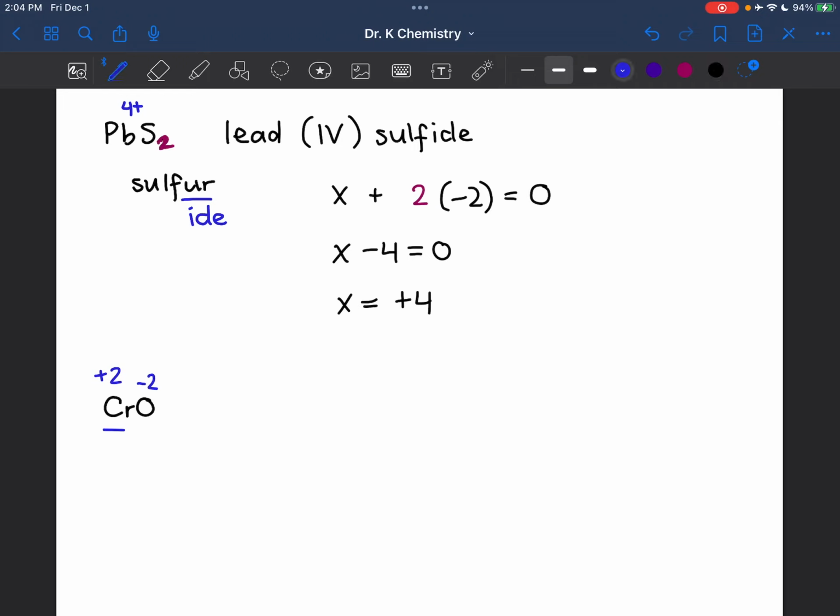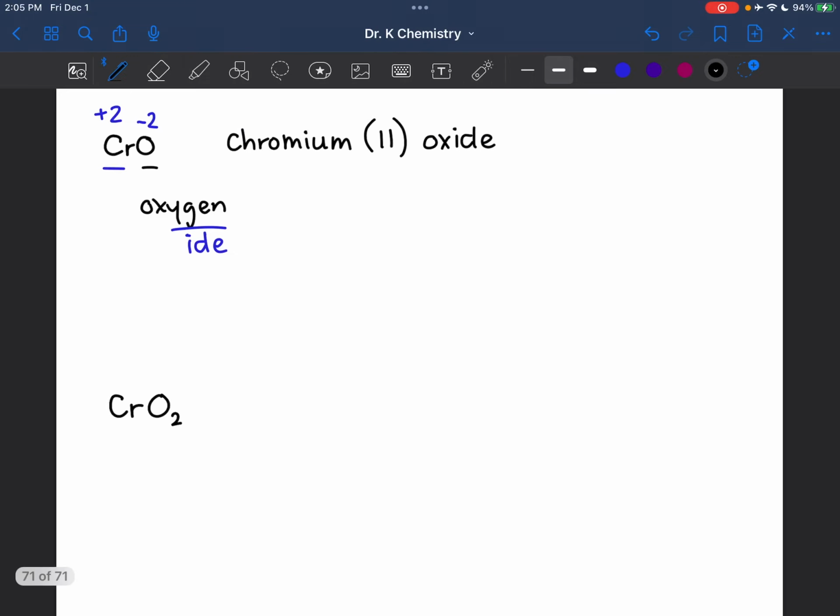The first element in the formula is chromium, so I will call that chromium. And we determined that the charge on chromium is 2, so I'll indicate that in parentheses. The second element is oxygen. We're going to change that ending to -ide to indicate that that's our anion, and that becomes chromium(II) oxide. Let's try one more tricky one.